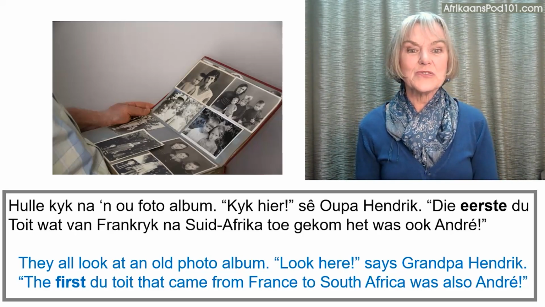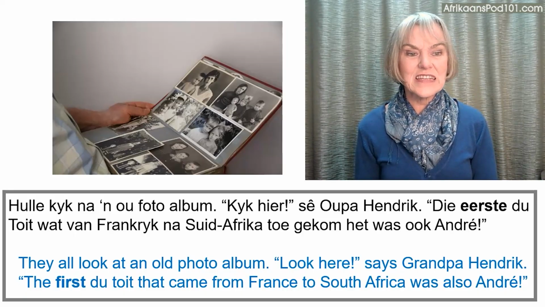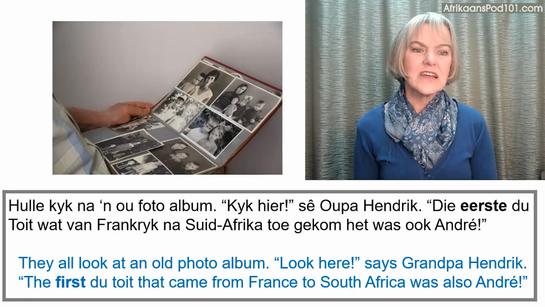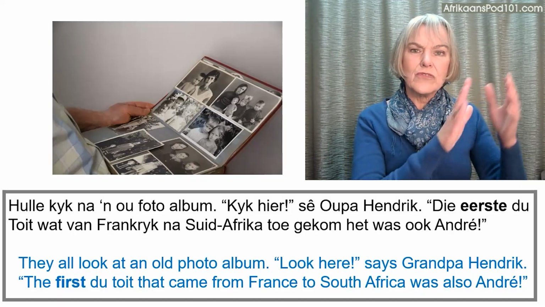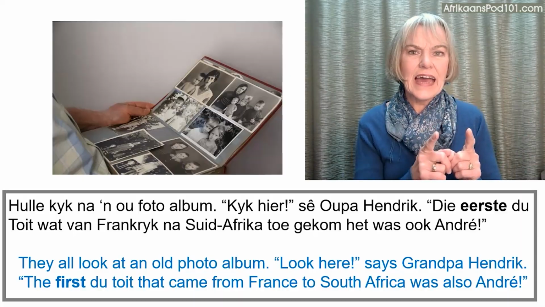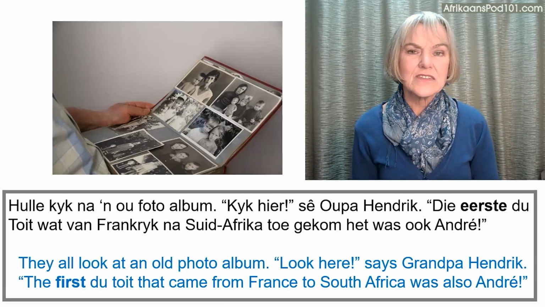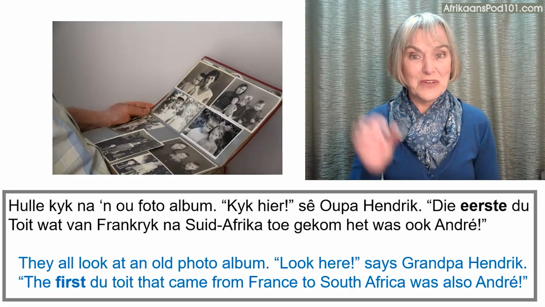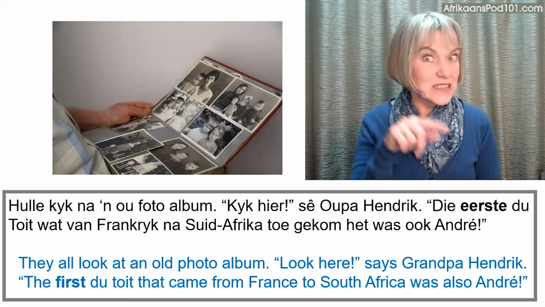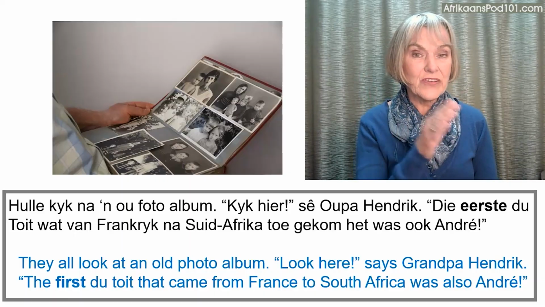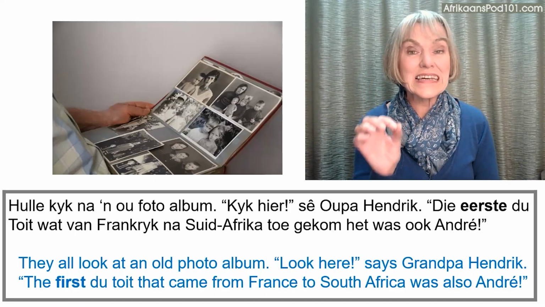So I want you to notice that eerste, that's an ordinal number. First, second, third, fourth. We've got in Afrikaans eerste, tweede, derde, vierde. So the ordinal numbers are also important to know. You don't say eenste. You say een when you count 1, 2, 3, 4, but you don't say eenste, you say eerste.